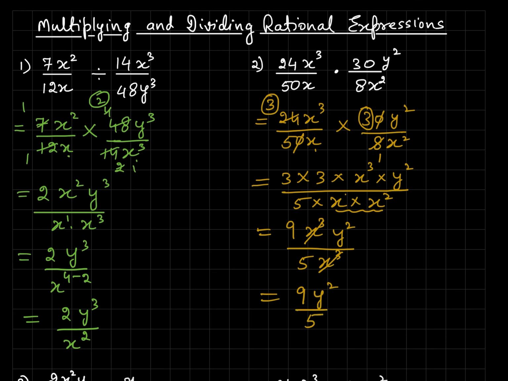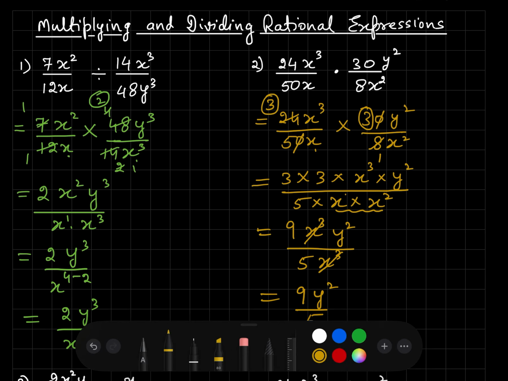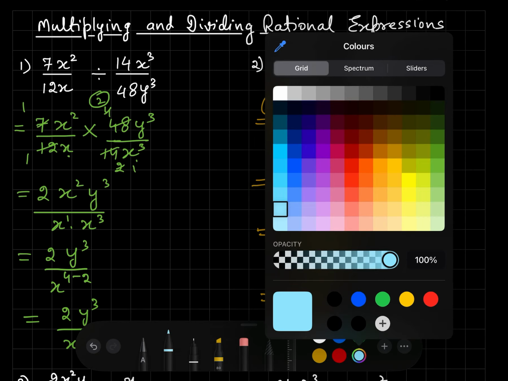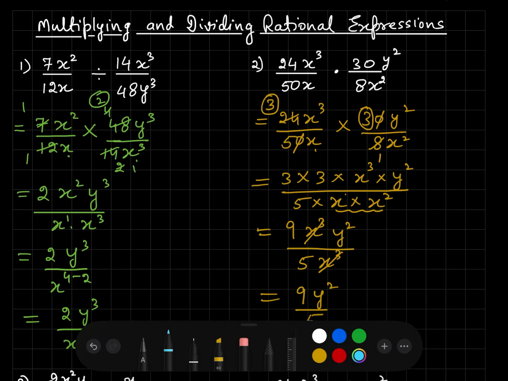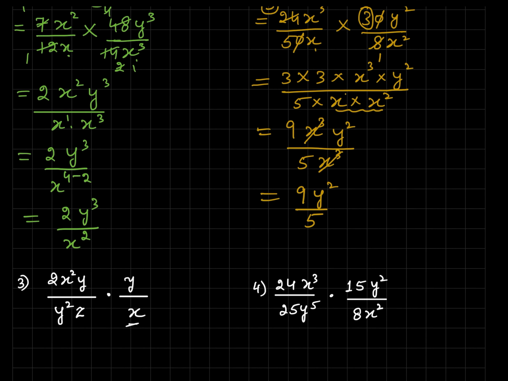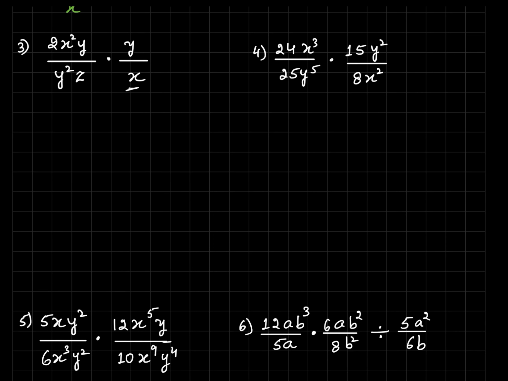Easy. See how, if we write each and every step, then our task becomes very, very simple. So that is why I always insist on writing these steps. Yes? So let us do here also. So 2x square y over y square z times y over x. Now this is simple multiplication only.